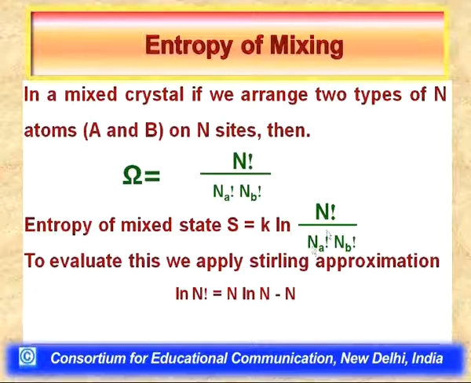We need to know how to evaluate the logarithm of a factorial number. In order to do that, we have an approximation in mathematics called Stirling approximation, according to which if we want to evaluate the natural logarithm of n factorial, then this is equal to n ln n, where ln is the natural logarithm, n times the natural logarithm of n, minus n. This is a simple relationship, which is called Stirling approximation, which we can apply.